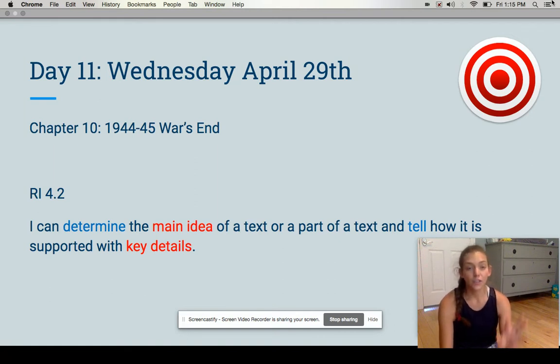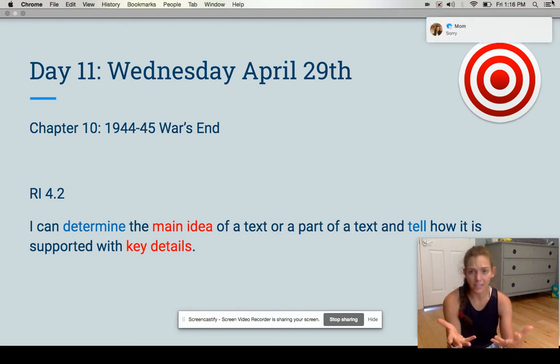Now, today we're going to talk more about how the main idea of a text, we can talk about the whole text, or we can also talk about a part of a text, right? So we're going to talk a little bit about that in a minute. And tell, we know what it means to tell. And then key details. What are key details?